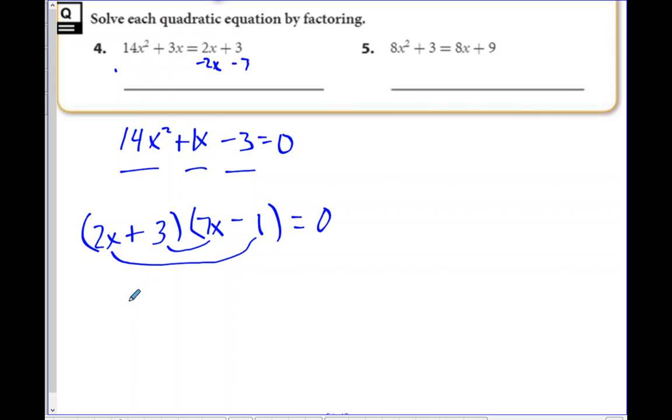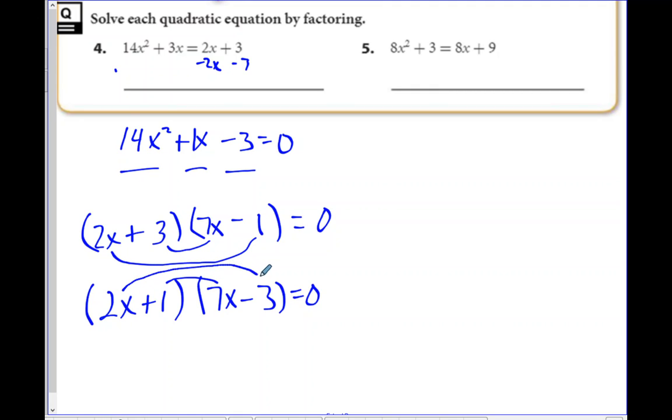To save some time, does anybody want to tell us what works? 2x plus 1, 7x minus 3. So if we would have made this 2x plus 1, we could have switched the 3 and the 1. Now what do we notice? When you multiply the 1 times 7x, that gives you 7x. And then when you multiply the 2x times the negative 3, that gives you negative 6x. So the 7x and the negative 6x go together to give you the plus 1x. So you figured out that your two binomials would be this.